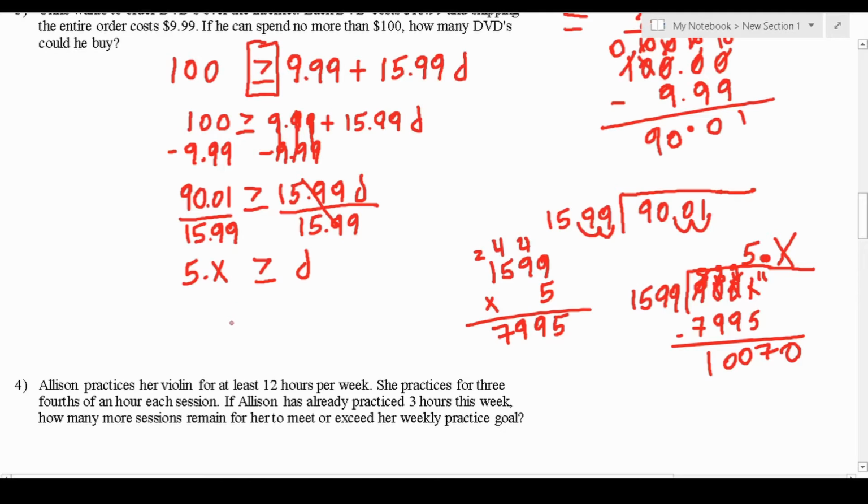And if we rewrite this like this, d is less than or equal to 5 point x. What this means is he can only order 5 point something DVDs. In other words, just 5 DVDs before he spends $100. Again, you can't buy a part of a DVD. You can't buy half of a disc. So we know that this answer is going to be just 5. Okay?